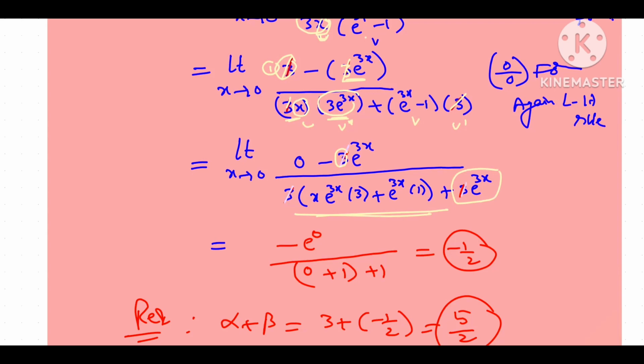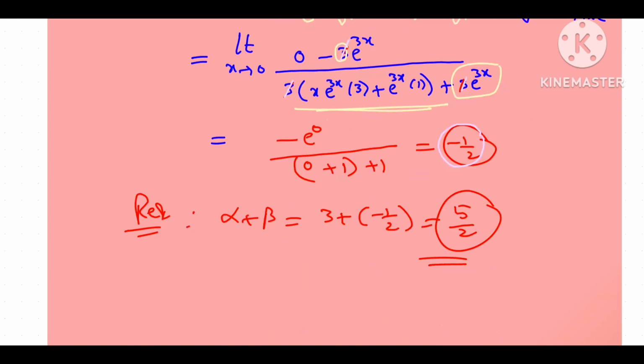Now substitute 0 in the expression, what do we get here? Minus 1 by 2 we get. That is beta. Therefore, what is required? Alpha plus beta. Alpha value 3, beta value minus 1 by 2. What is the answer we get? 5 by 2.